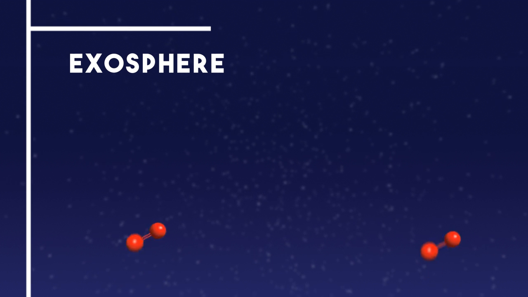The final and outermost layer of the atmosphere is called the exosphere. This is where atoms and molecules escape into the depths of space and where satellites orbit the Earth.